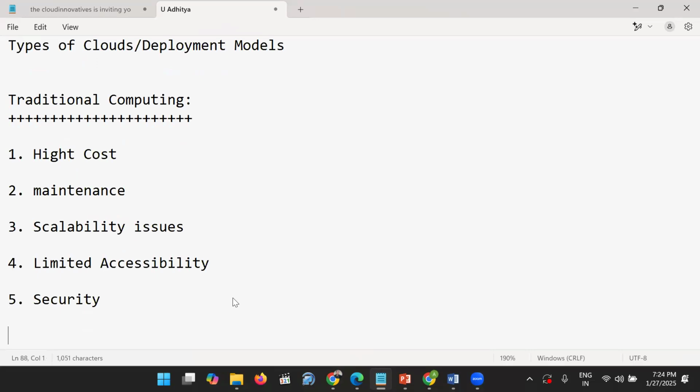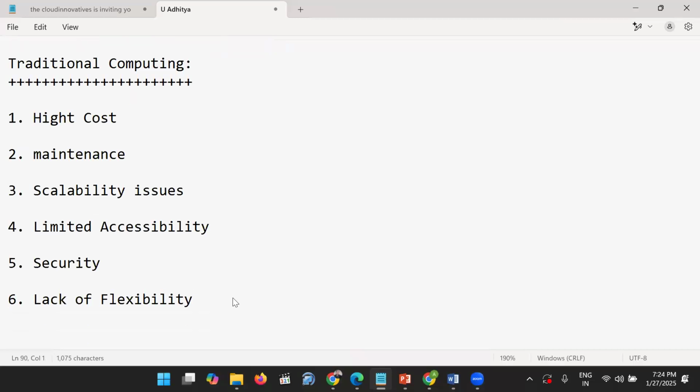If we are moving from one location to another location also, it's not flexible. That lack of flexibility is there in the on-premise environment. Those are some of the issues if we are using on-premises or the traditional computing model.